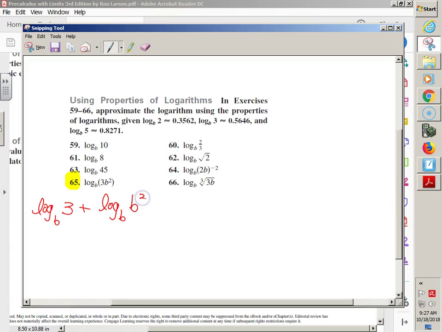Good. What can I do with the b squared? I can do two things. I can either bring down the 2, or I can just say log base b of b to the power of. The log undoes the b. What's left? The number 2. Well, I still don't know who... Oh. Almost done. Does that make sense?